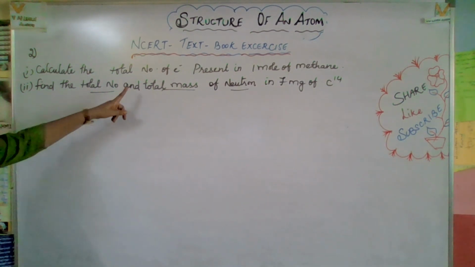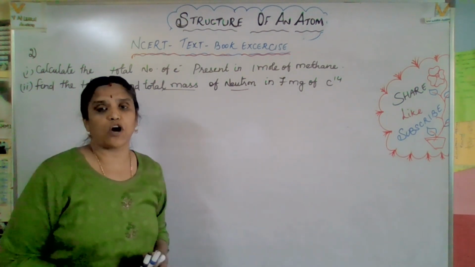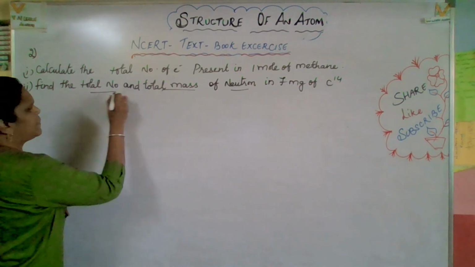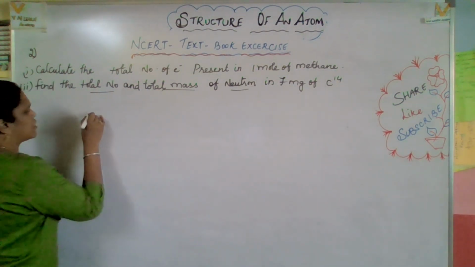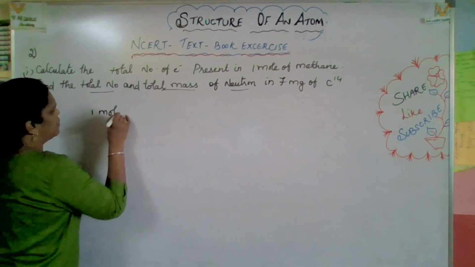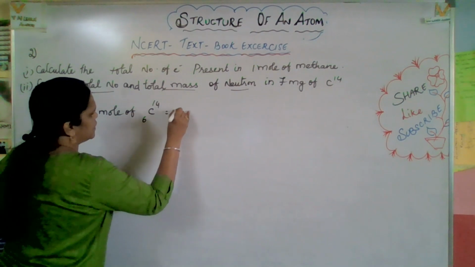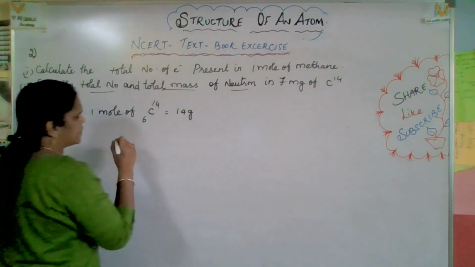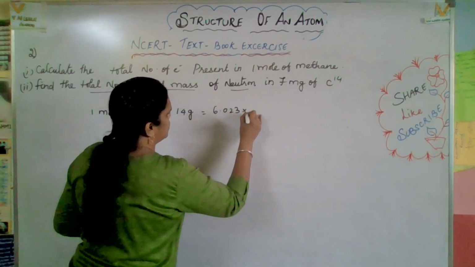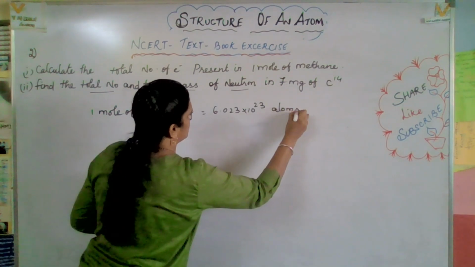Find the total number and total mass of neutrons in 7 mg of carbon 14. Let us check here total number and total mass of neutrons. Okay, first and foremost, 1 mole of carbon, 6 carbon 14, that is 14 gram, contains 6.023 into 10 to the power of 23 atoms.